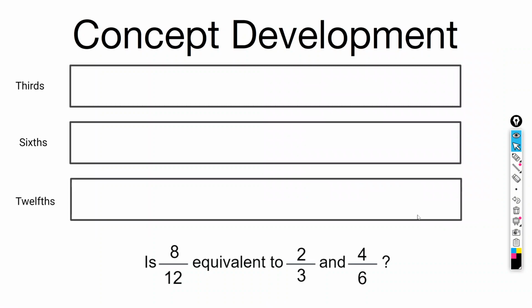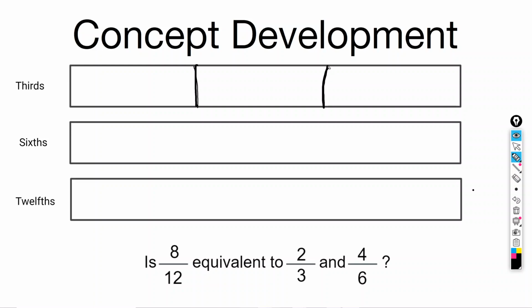So what we need to do first is break the fraction strips up into the pieces that they are supposed to be in. So this first one up here is thirds. So we're going to break it into three equal pieces. I'm going to make this a little bit thicker. Okay. The next one is sixths.